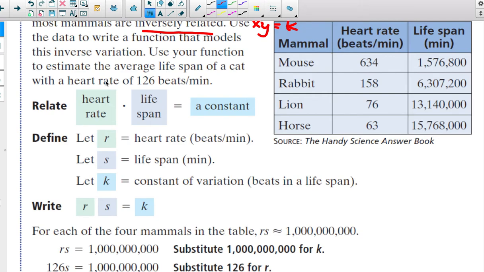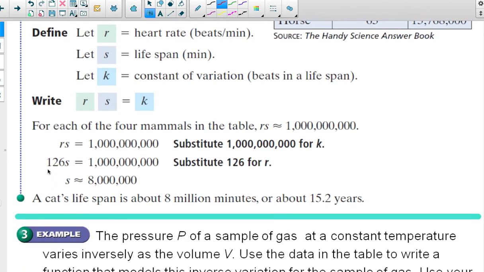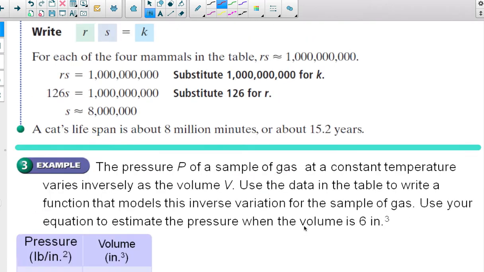And then to find the average lifespan of a cat, which the lifespan of this cat right here trying to attack me is probably not going to be as long as this one. With a heart rate of 126, you would set it up as 126 times the span equals 1 billion. Divide both sides by 126, and you get 8 million, which is 8 million minutes, or about 15.2 years.